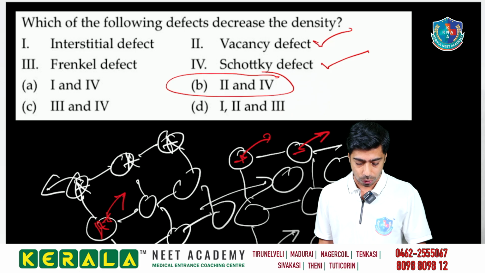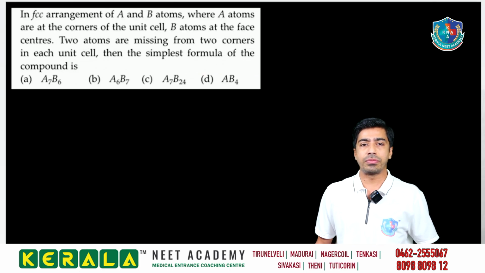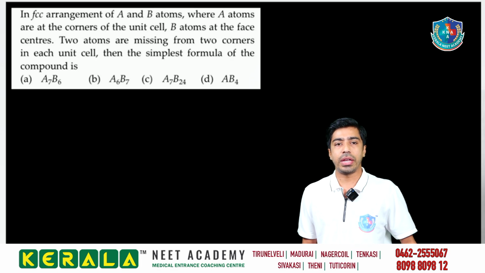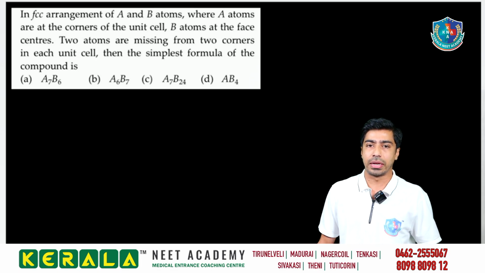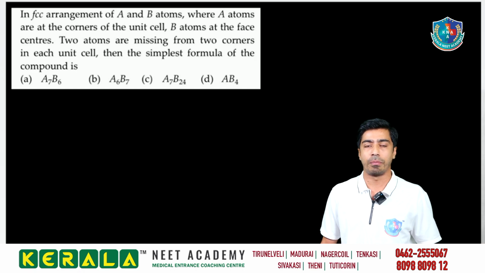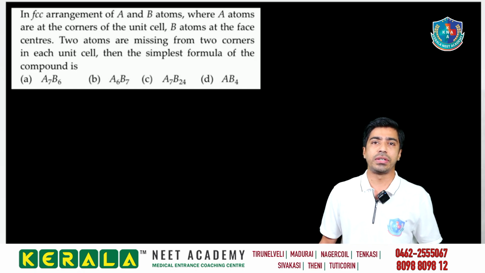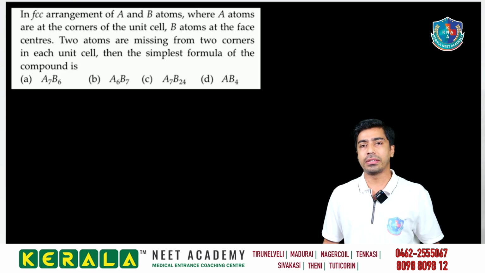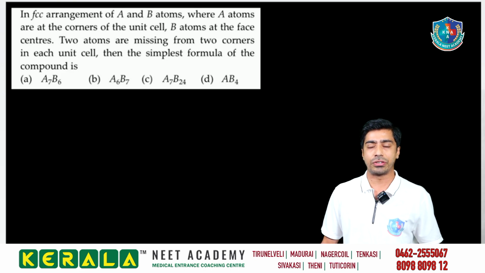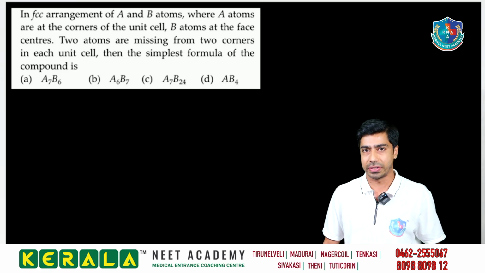Now we'll move on to the next one. In FCC arrangement of atoms A and B, where atoms A are at the corners of the unit cell and B atoms are present at the face centers, 2 atoms are missing from 2 corners in each unit cell, then what is the simplest formula of the compound? So it's mentioned that the particle is having an FCC type of arrangement. When a particle has an FCC pattern of arrangement, as you know, the particles will be present in the corners as well as at the face centers of the unit cell.